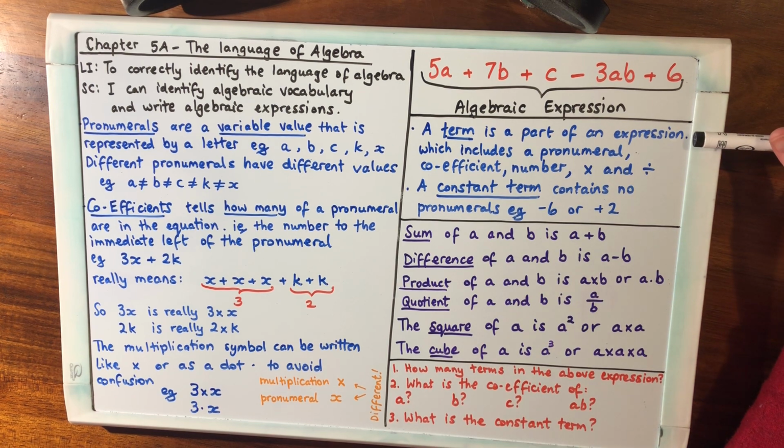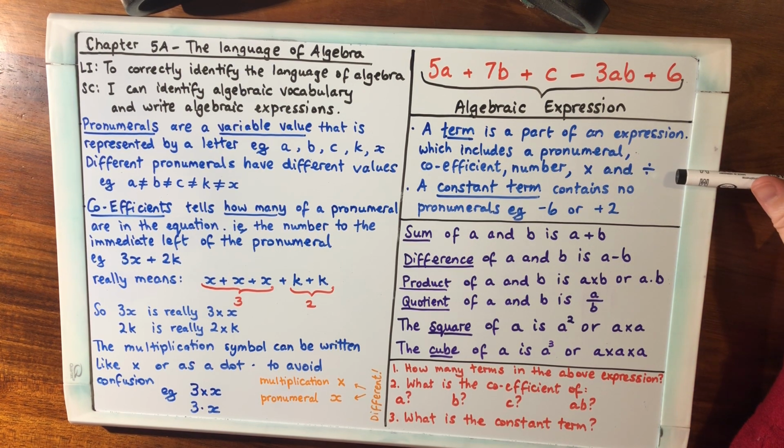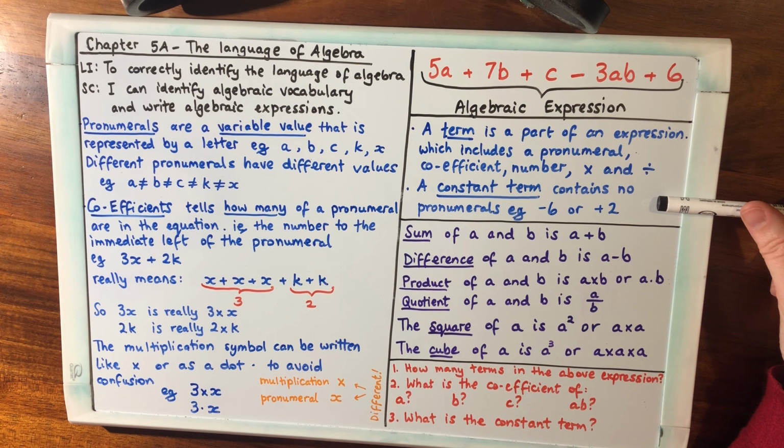Over here we have a term. A term is a part of an expression which includes a pronumeral, a coefficient, a number, a multiplication symbol, and a division symbol. A constant term contains no pronumerals at all. For example, we've got -6 or +2.